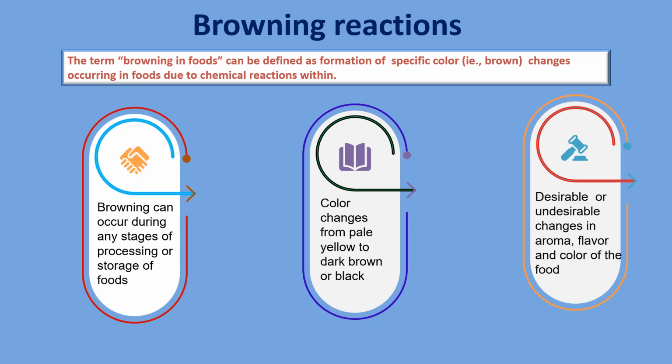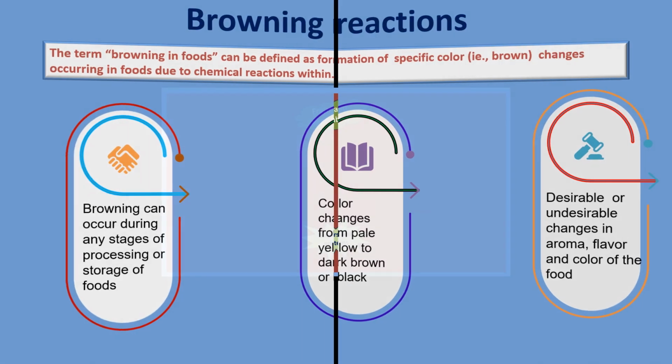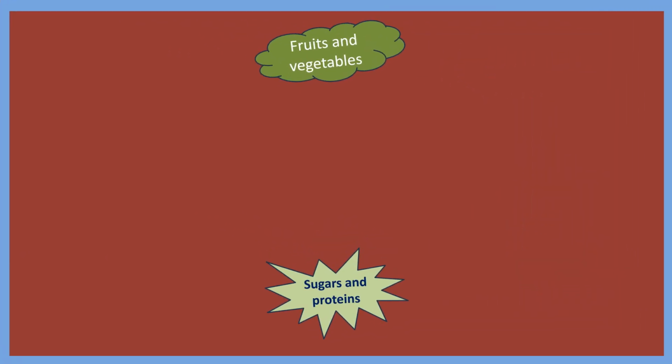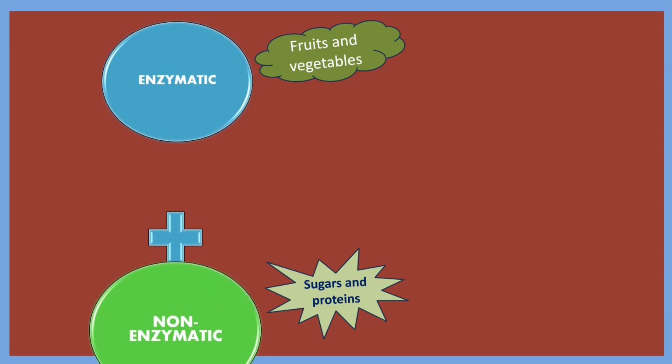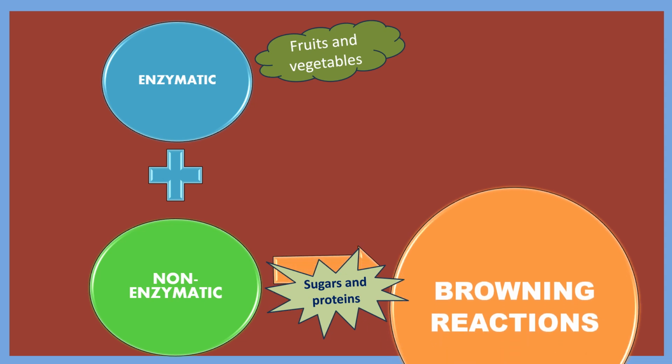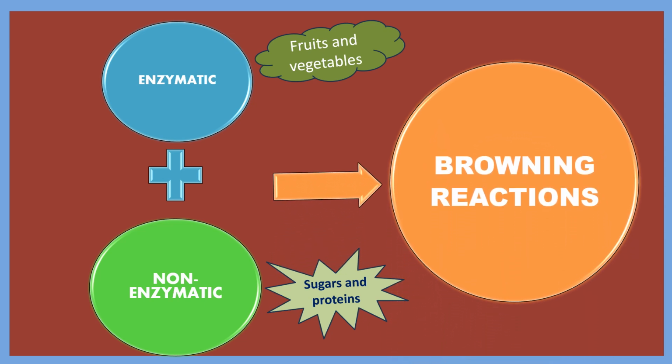Browning reactions could occur both in fruits and vegetables, as well as in sugars and proteins. When it occurs in fruits and vegetables, the browning reaction is referred to as enzymatic browning, and in sugar and protein reactions, it is called non-enzymatic browning reactions.